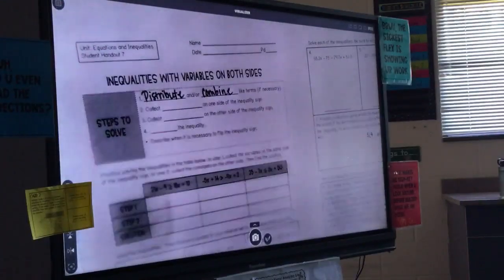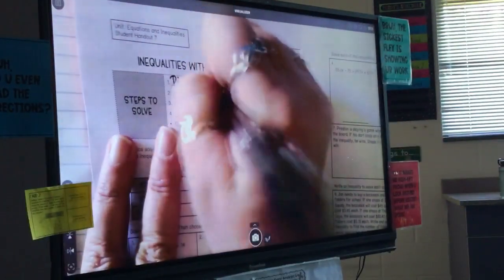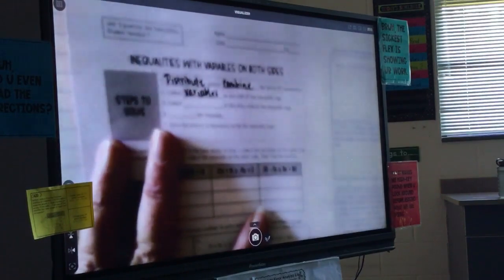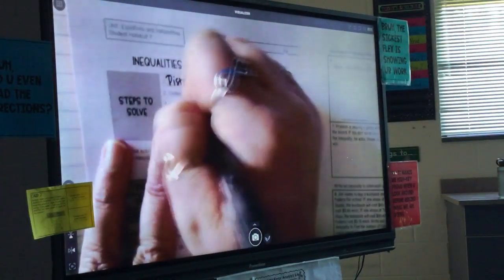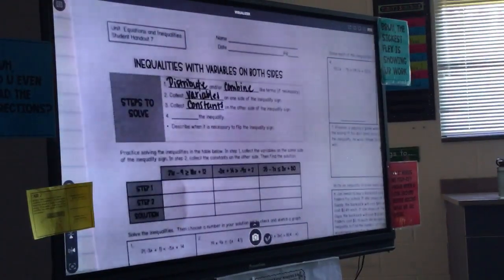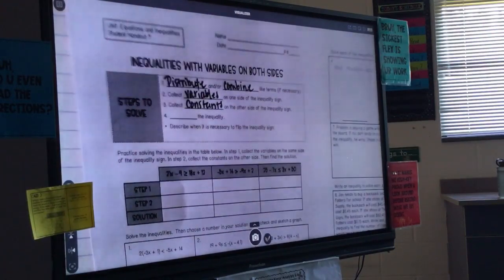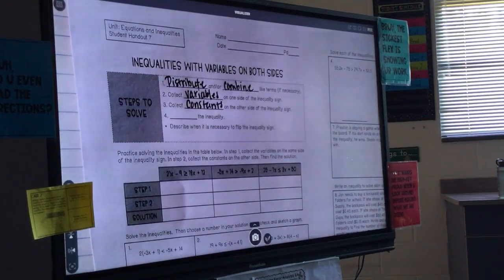All right. Then step number 2, you're going to collect the variables on one side of the inequality. Then you're going to collect the constants on the other side. What that means is, just like in an equation, so let's say we have -4 plus 3x equals 7x minus 5. What this is saying is you're going to move all the constants to one side and all the variables to the other side.